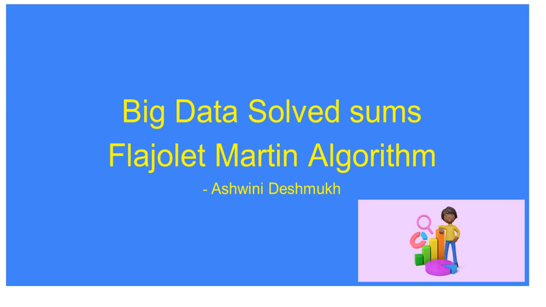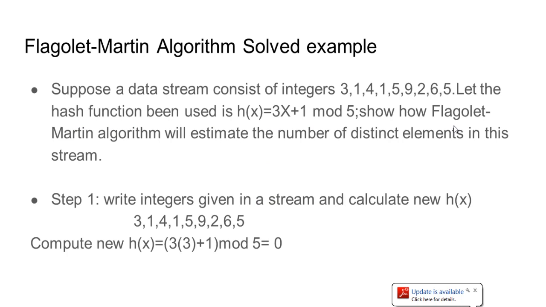Today we are discussing our big data algorithm, which is called the Flajolet-Martin algorithm. In this algorithm we will be trying to find out the distinct elements. So the question will be given to us as a stream of integers and a hash function. We have to calculate how many distinct elements are in the stream.